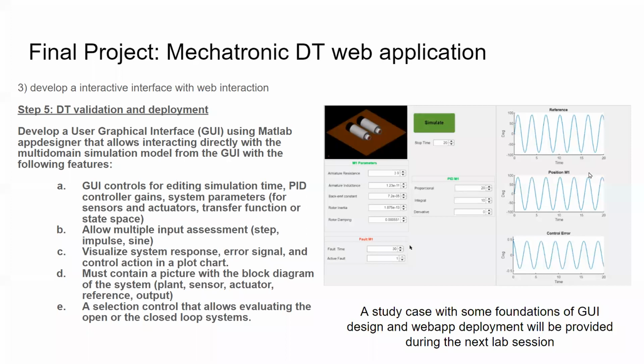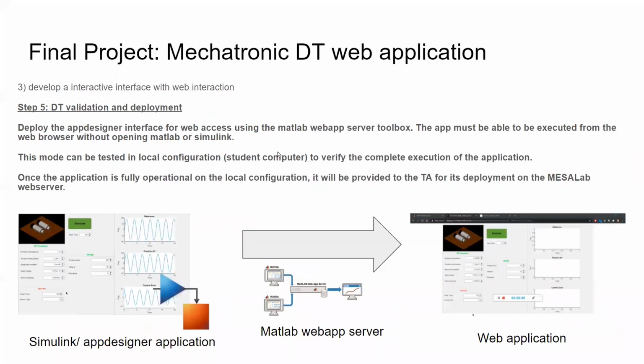Once you develop the interface, the next step will be to deploy that interface for web development. In that case, there is a tool from MATLAB called Web App Server Toolbox. Basically, what that toolbox does is take the GUI that you made with the App Designer and compile it to run in the browser. That's the main idea of this Web App Server. You have the GUI that you already made, and this compiles it and produces the web application.